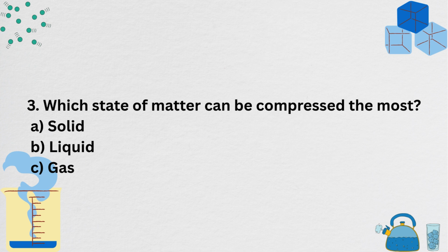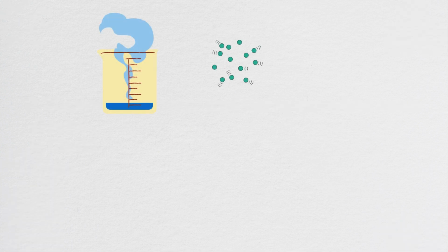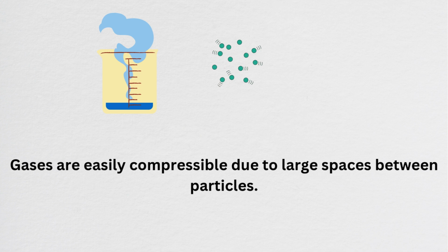Which state of matter can be compressed the most? Solid, liquid, gas. Gases are easily compressible due to large spaces between particles.